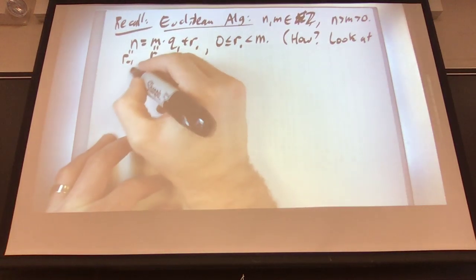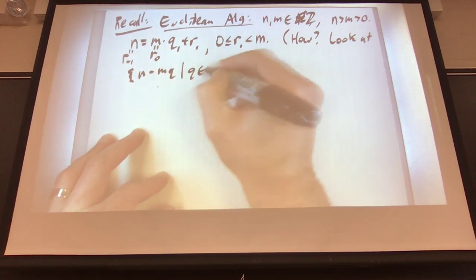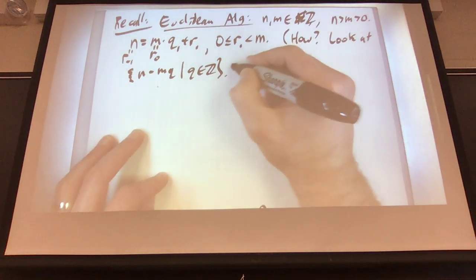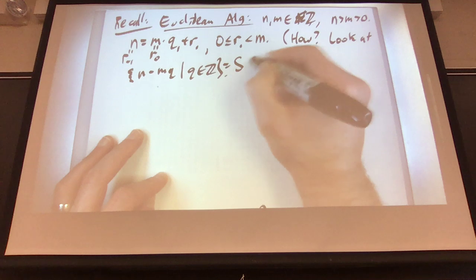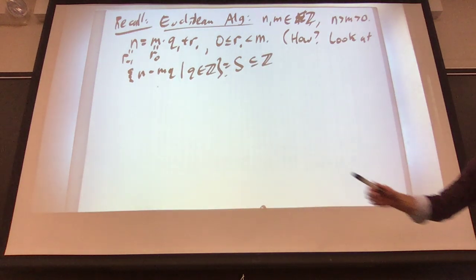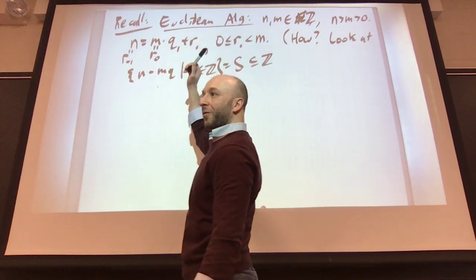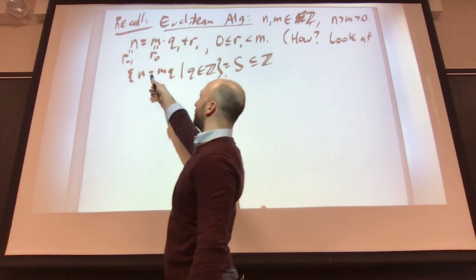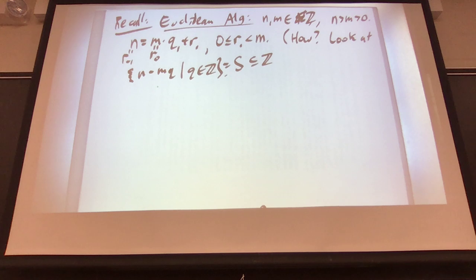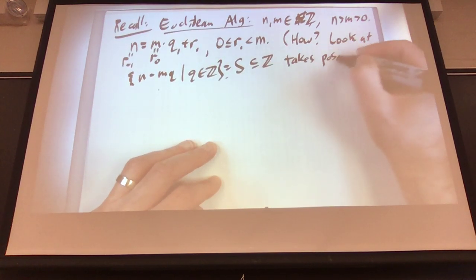Look at the set n minus mq as q ranges over the integers. n is fixed. This is a subset of the integers, so let's call this S. It takes on both positive and negative values because q can be both positive and negative. When you make q either large negative or large positive, whatever you need to, this has positive and negative values. In particular, it takes positive values.